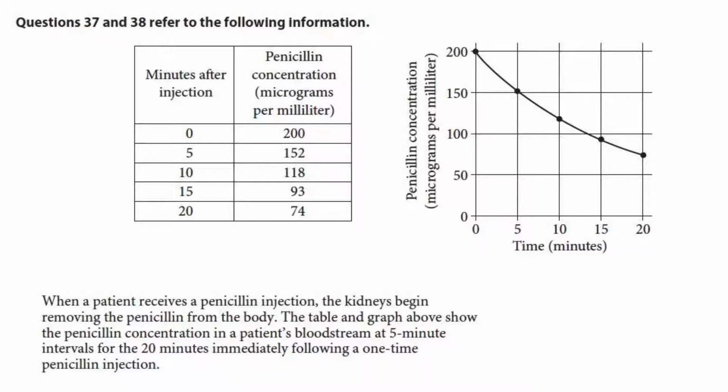Alright, 37 and 38. We have a table and we have a graph. When a patient receives a penicillin injection, the kidneys begin removing the penicillin from the body. The table and graph above show the penicillin concentration in a patient's bloodstream at 5-minute intervals for the 20 minutes immediately following a one-time penicillin injection. On the next slides, I'll bring these back up.